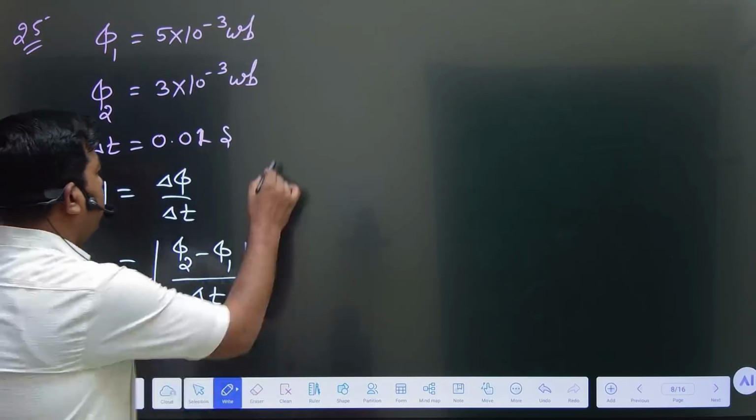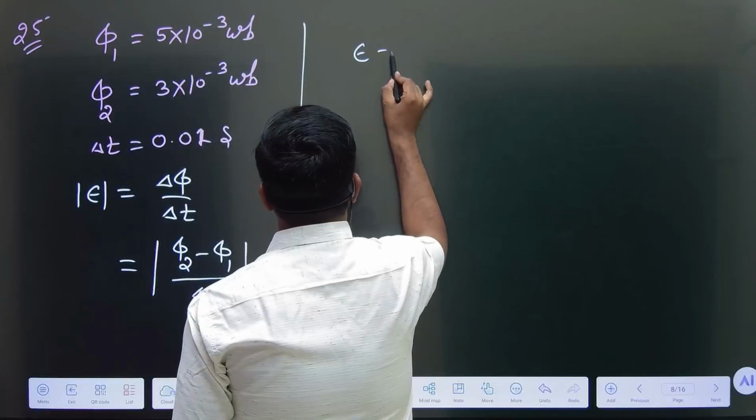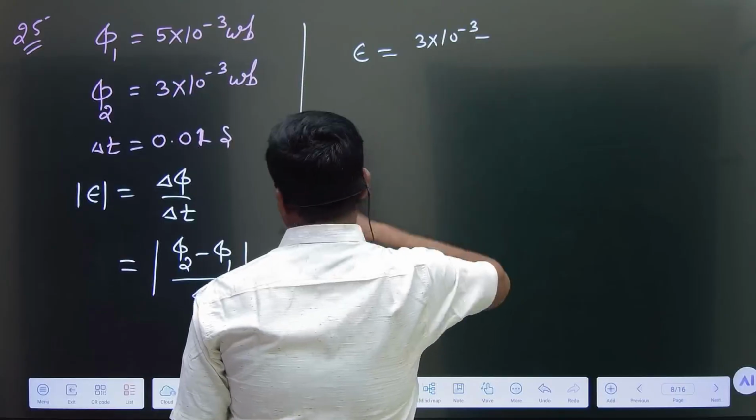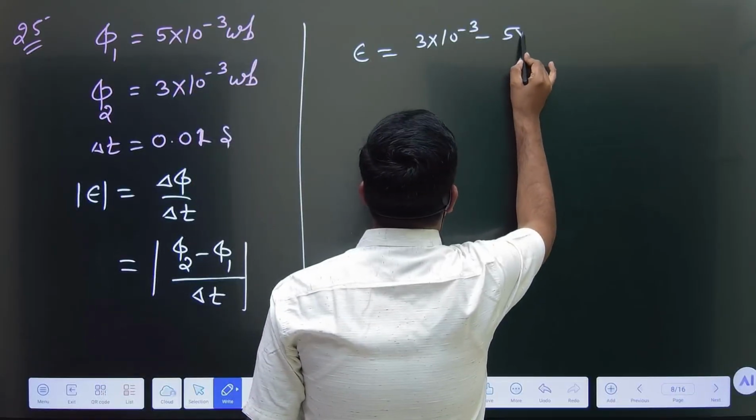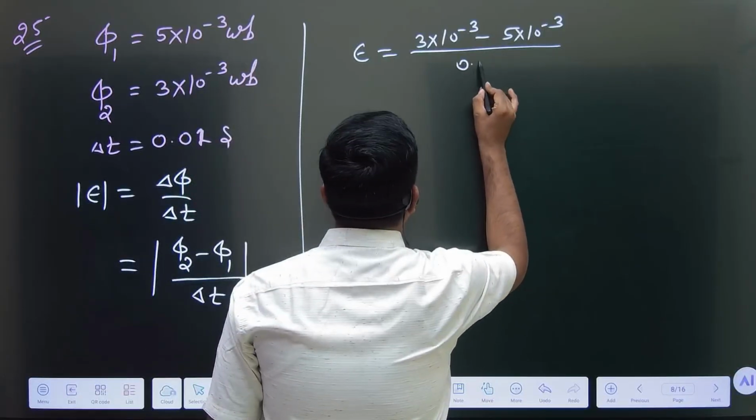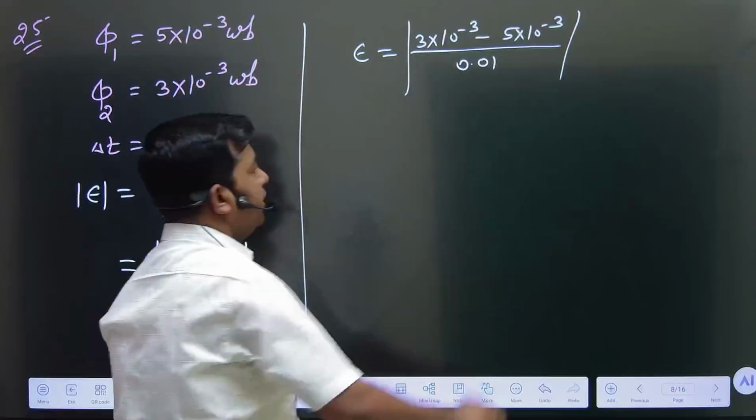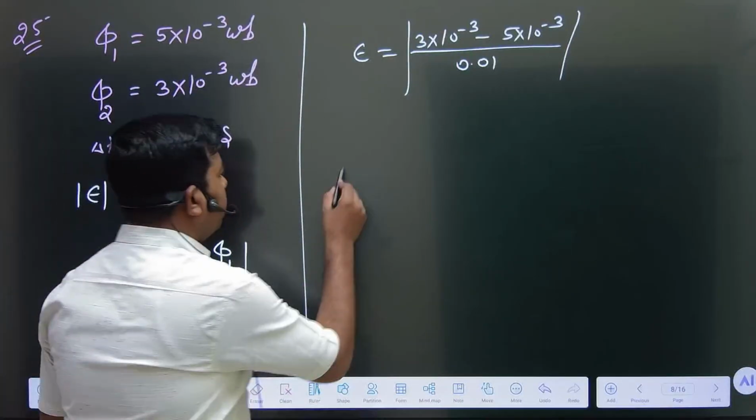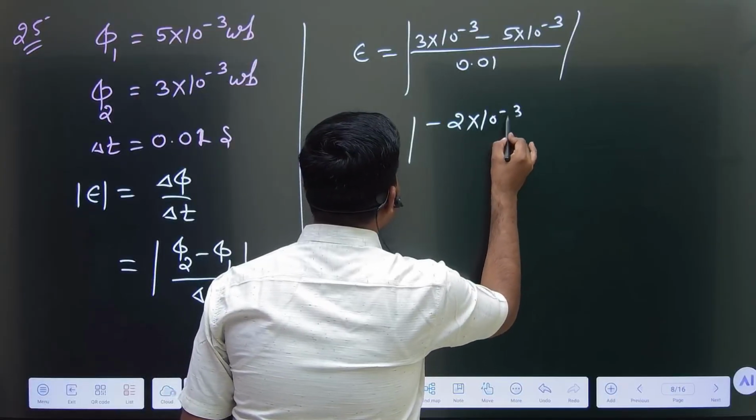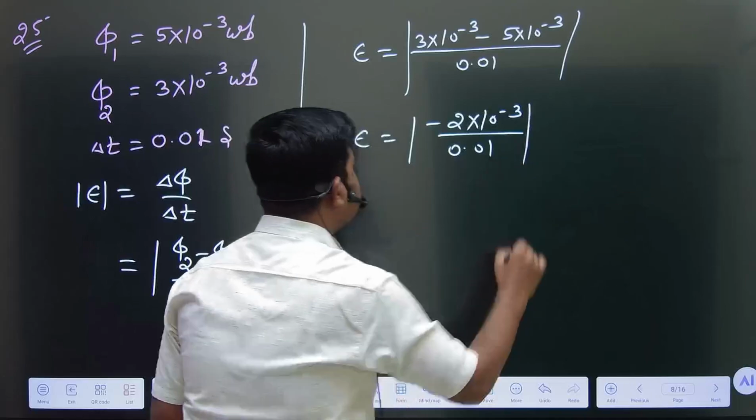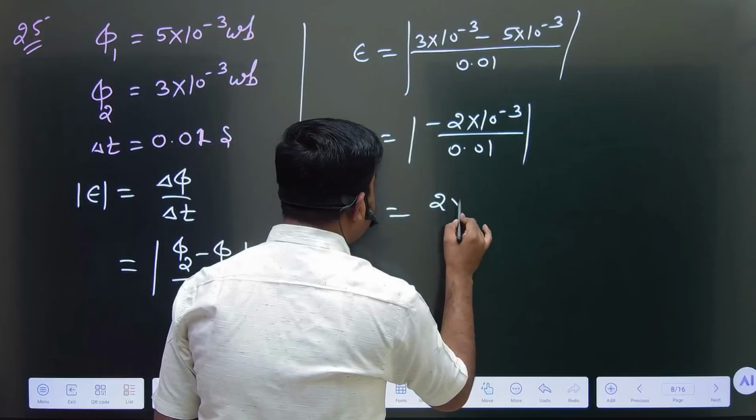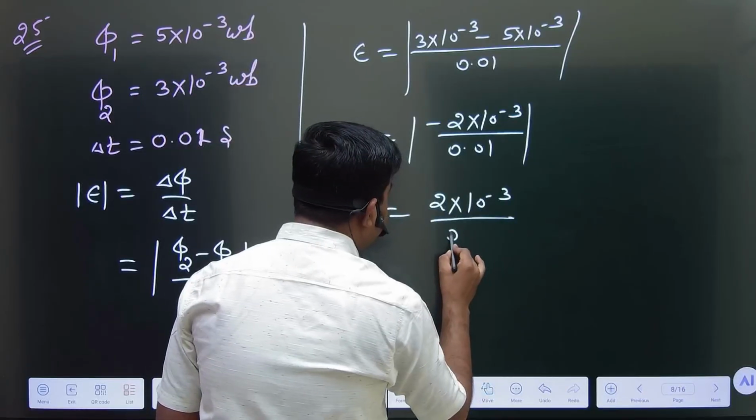Clear to you? Now we have to calculate the magnitude. So E is equal to phi 2, which is 3 into 10 to the power minus 3, minus phi 1, which is 5 into 10 to the power minus 3, divided by delta t, which is 0.01. Now we apply the mod. On subtracting, we get minus 2 into 10 to the power minus 3 divided by 0.01. This is the magnitude, and when we remove the mod, we get EMF equal to 2 into 10 to the power minus 3 divided by 0.01.